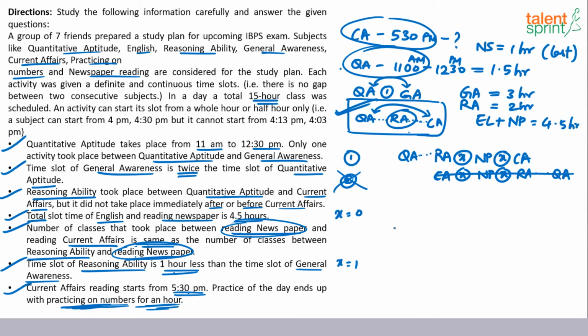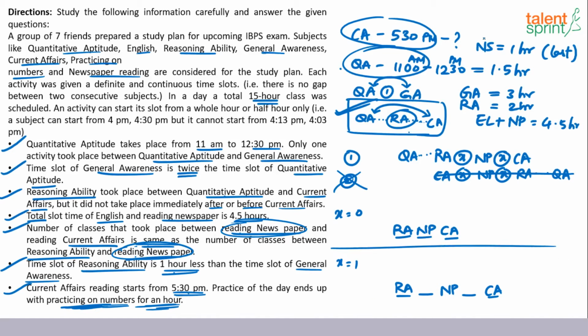If x equals 0, what happens? There will be reasoning ability. Immediately there will be newspaper. Then there will be immediately current affairs. Yes or no? X equals 0. If x equals 1, what is the possibility? There will be reasoning ability. There will be a gap of 1 since x equals 1. Then there will be newspaper. There's a gap of 1. And then there is current affairs. Right? These are the 2 possibilities. What next? So which one is correct? Is x equals 0 correct or x equals 1 correct?